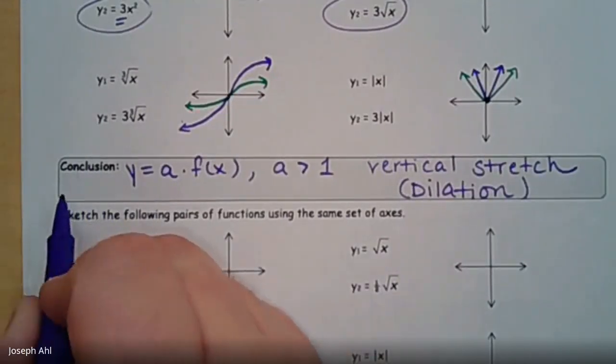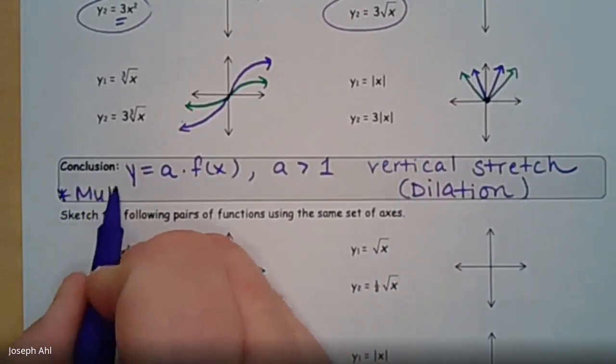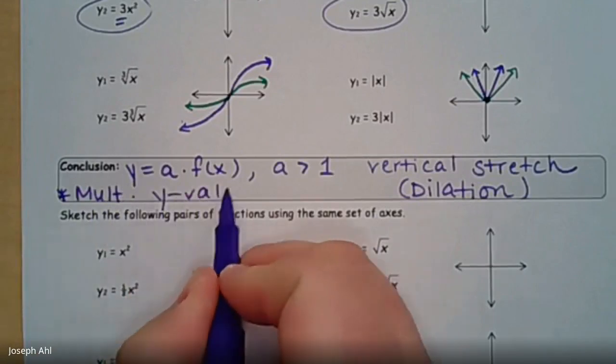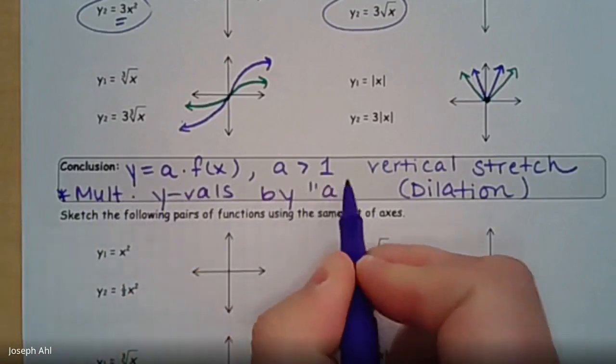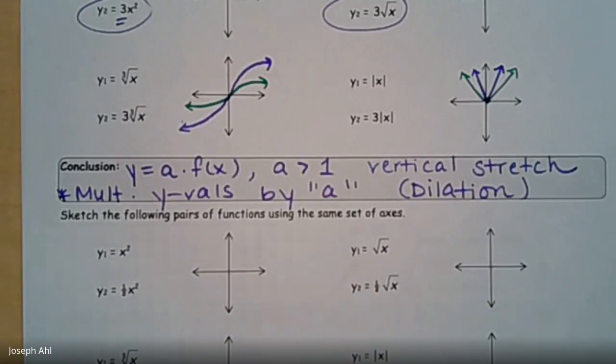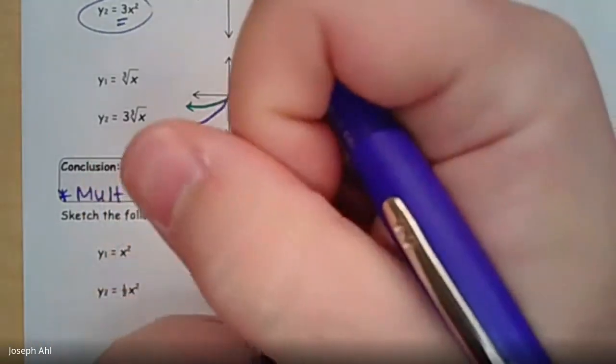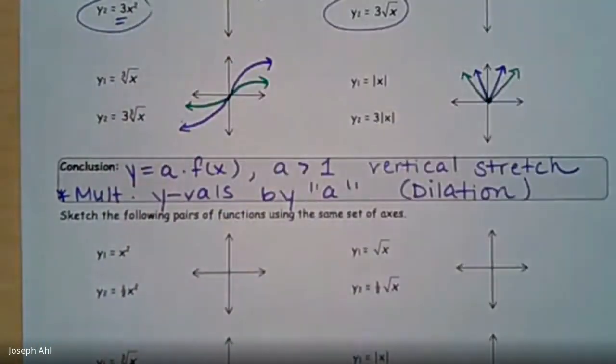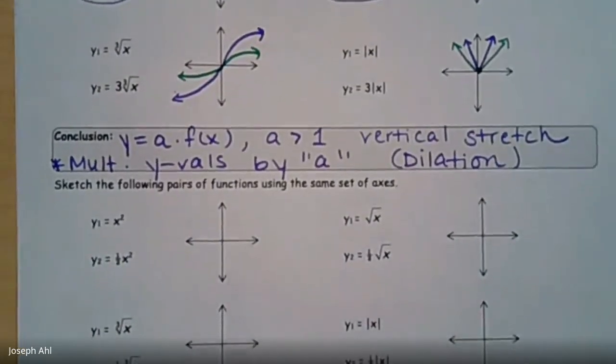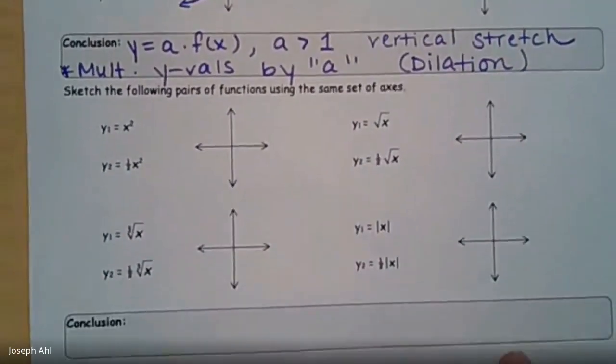So what's happening is you're multiplying the y values by whatever a is. Okay? And you can see that stretching effect happen. It's like you're taking the graph and pulling it this way vertically. And that's what happens to those sketches. All right, moving on to the next set of examples.